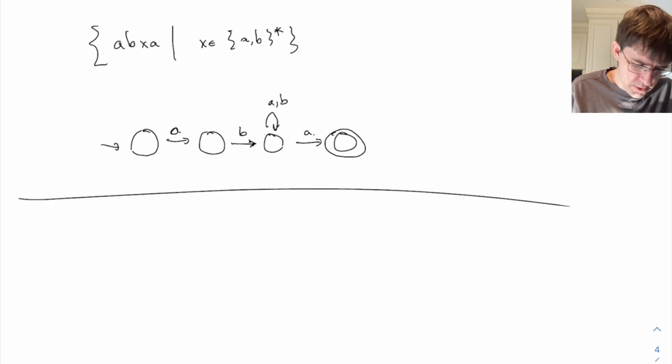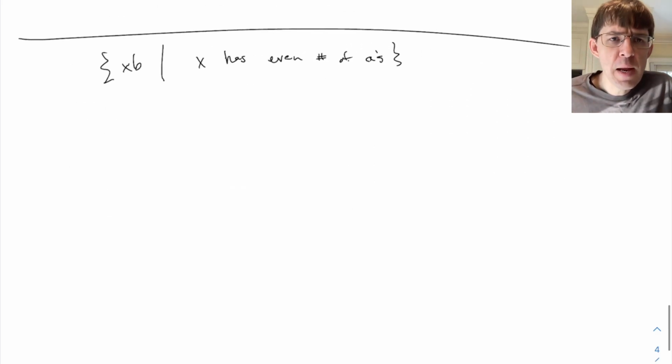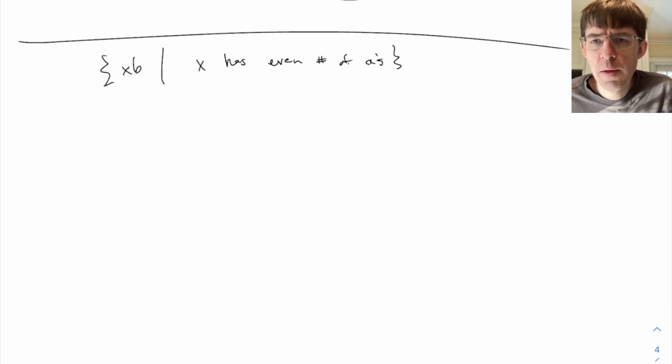Okay. Next was X B, such that X has an even number of A's. Right. Anybody work this one out? I know it's hard to describe in words.